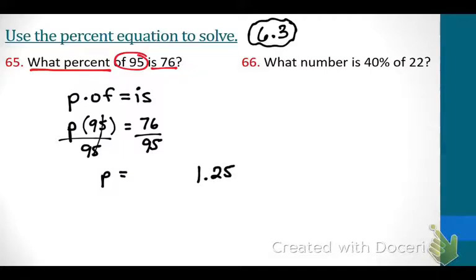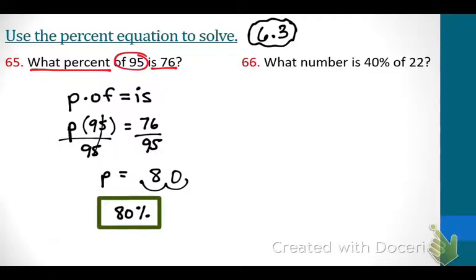Listen, if you got 1.25, you took 95 and then you divided it by 76. You want to do 76 divided by 95, okay? Which is a simple mistake, but you always want to take the top number and divide it by the bottom number. 0.8. Now, is that a percent? No, you have to move it twice. So it's 80%. You are correct. You move it 2 times to the right, so the correct answer would be 80%.